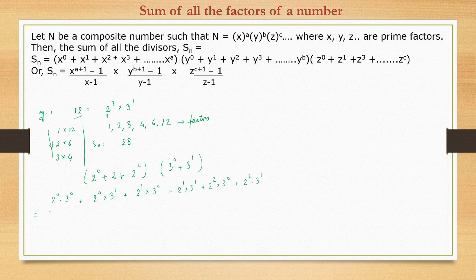Now we simplify each one of them. So this becomes 1 into 1, 1. This becomes 3. This becomes 2. This becomes 6. This becomes, sorry, 4. This becomes 12. So did we see that through this we got all the individual factors? 1, now next is 2, 2 also we have got. Next is 3, 3 is also here. Next is 4. Next is 6, 6 also we have here. 12, 12 also we have here.